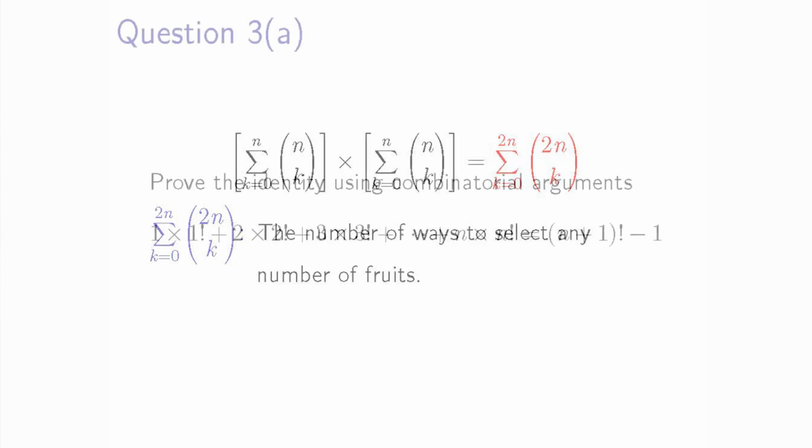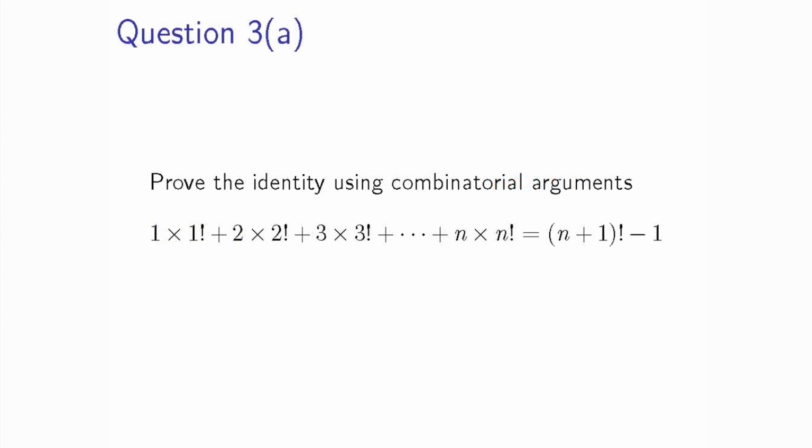And question 3, part A. Prove the identity using combinatorial arguments. The left-hand side is 1 times 1 factorial plus 2 times 2 factorial plus 3 times 3 factorial, all the way to n times n factorial, which is equal to n plus 1 factorial minus 1.